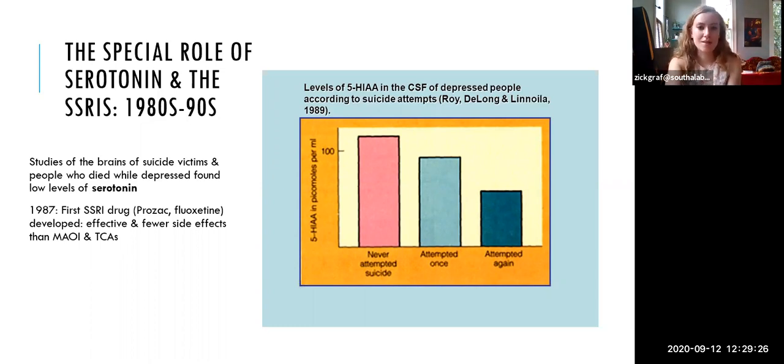And as the name indicates, SSRIs, although they do have some limited impact on reuptake of dopamine and norepinephrine, are more specific to inhibiting the serotonin reuptake process and selectively increasing the availability of serotonin in the synapse.